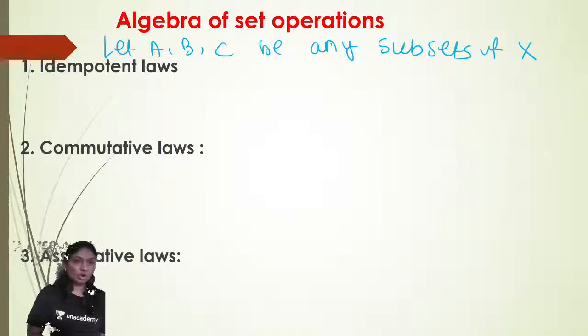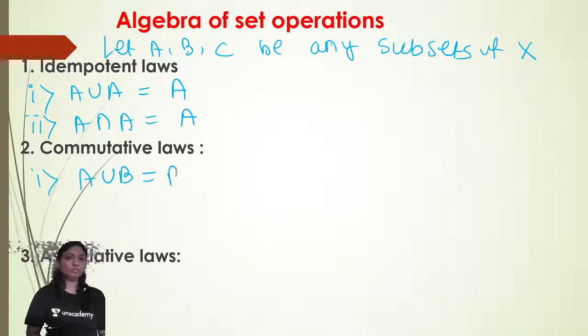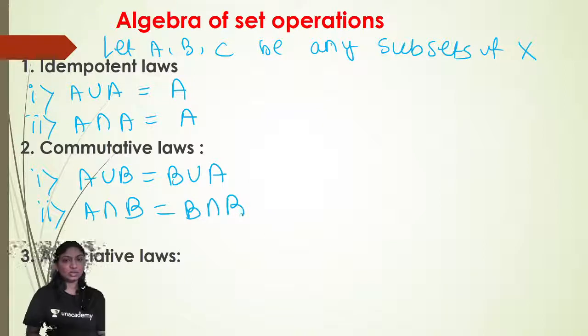So idempotent law for the union: A union A is equal to A, right? Second, A intersection A is equal to A is again an idempotent law. Now commutative law. So commutative law for the union, A union B is equal to B union A. Second, A intersection B is equal to B intersection A. This is again commutative law for the intersection.